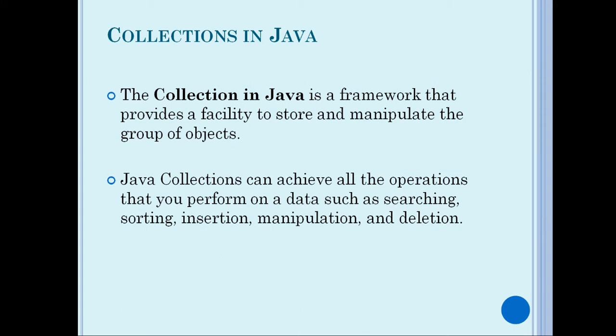The collection in Java is a framework that provides a facility to store and manipulate a group of objects. Java collections can achieve all the operations that you perform on data, such as searching, sorting, insertion, manipulation, and deletion.